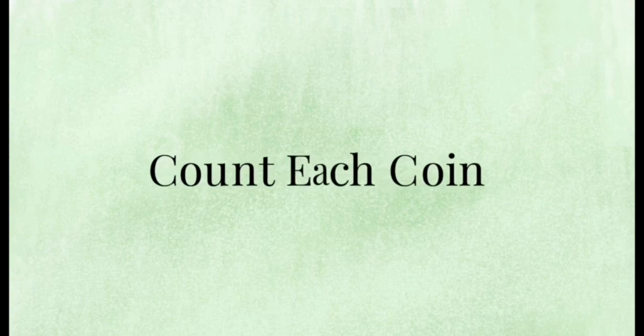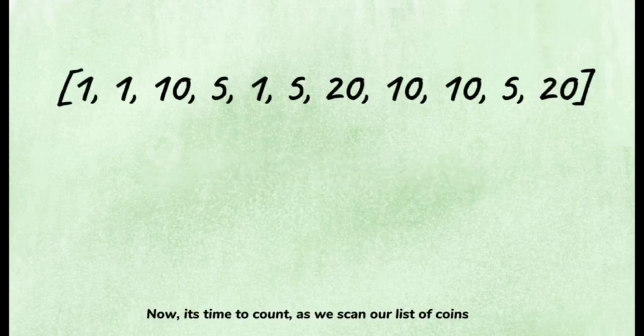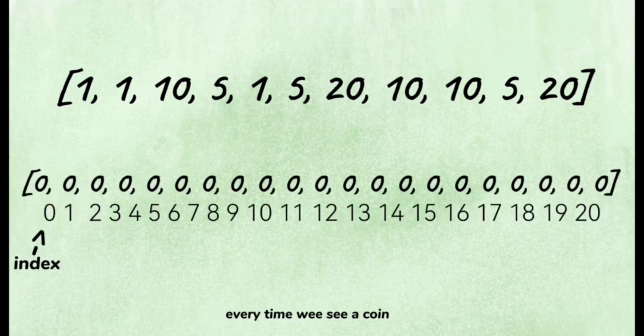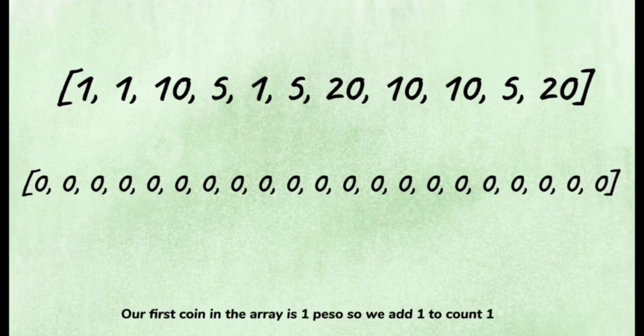Step 3. Count each coin. Now it's time to count. As we scan our list of coins, every time we see a coin, we add 1 to its matching index in the count array. Our first coin in the array is 1 peso, so we add 1 to count 1. Our second coin is another 1 peso, so we add 1 again to count 1.